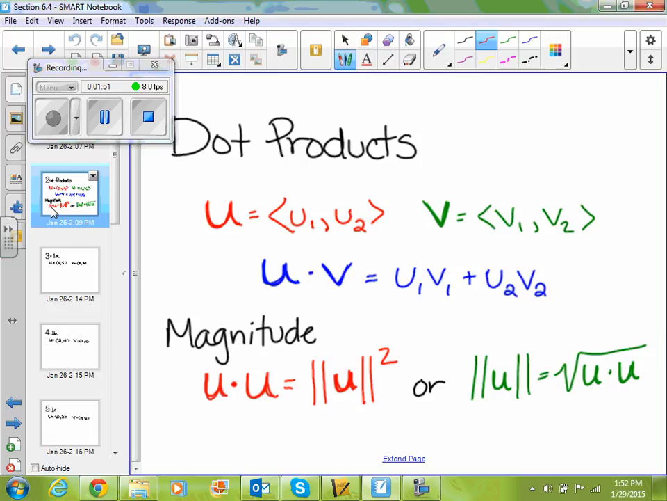Alright, so if we look at our dot product formula, and we're given a vector u of u1, u2, and a vector v of v1, v2, if we're taking the dot product of them, we're multiplying our corresponding parts and then adding them together. So u1, v1 plus u2, v2. It's pretty straightforward. For the magnitude, this is just a different representation of the same magnitude formula that we've been using. So u times u equals the magnitude squared, or the magnitude equals the square root of u times u.